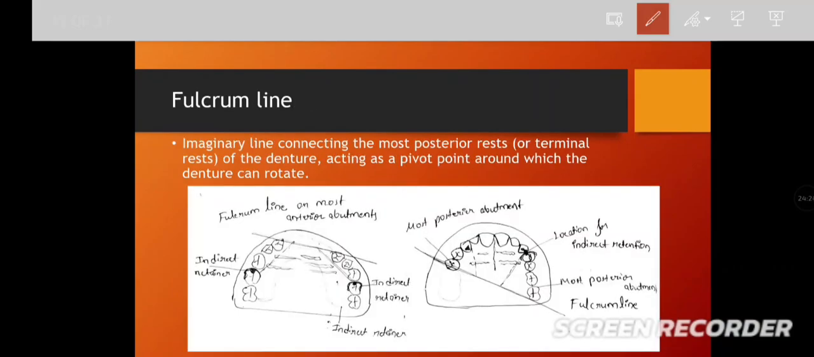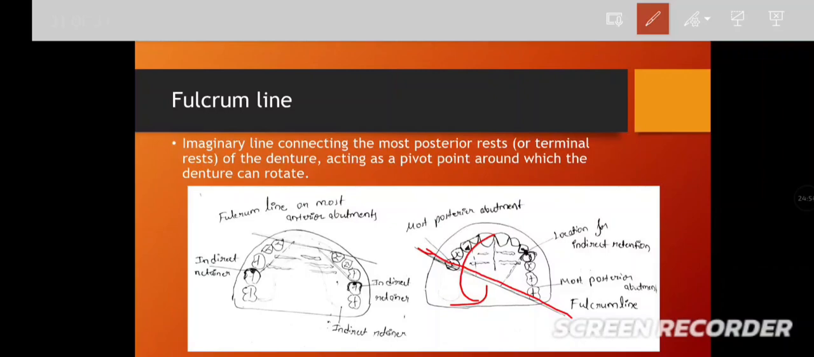Now next, let us know what is fulcrum line. It is an imaginary line connecting the most posterior rests of the denture teeth, acting as the pivot point around which the denture base can rotate. Here in the second picture you can see it is connecting a premolar and molar teeth. So it is the fulcrum line. Around this the denture will move on application of force.